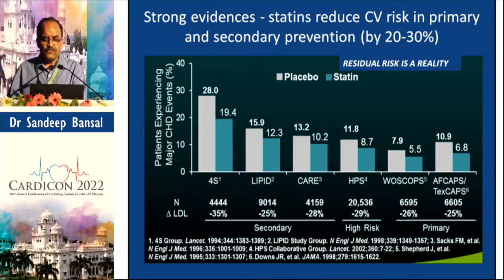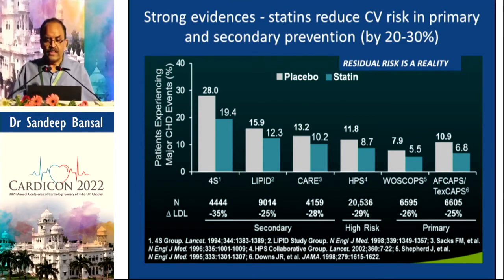Now, it is also known, as I was saying, that after you've given high doses of statins, these are the major high-dose statin trials in the primary, in the secondary, and also in the high-risk coronary artery disease settings. If we look at the light blue bars, they are the residual risks. So while the statins lower the mortality and lower the events to the tune of about 30 to 35%, there is a lot of residual risk which is there.